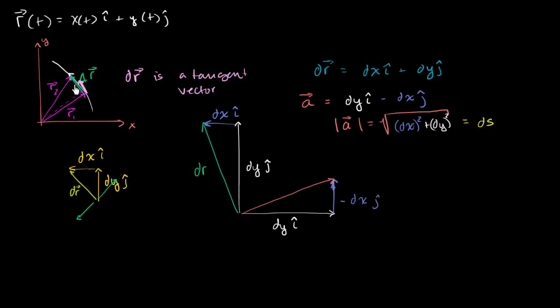The infinitesimal change in the arc length, but it's a scalar quantity. You're just concerned with the absolute distance. You're not concerned so much with the direction. Another way to view it is it's the magnitude right over here of dr.